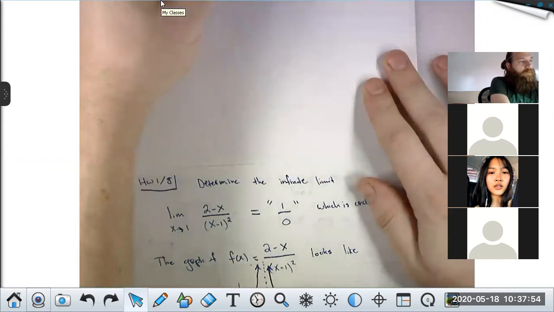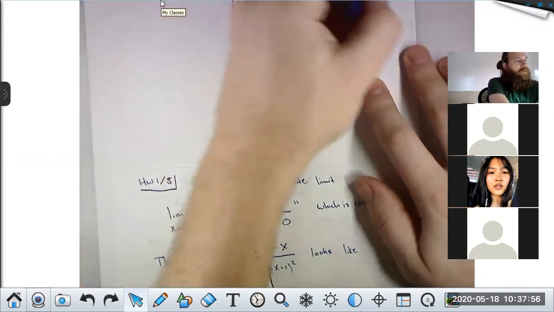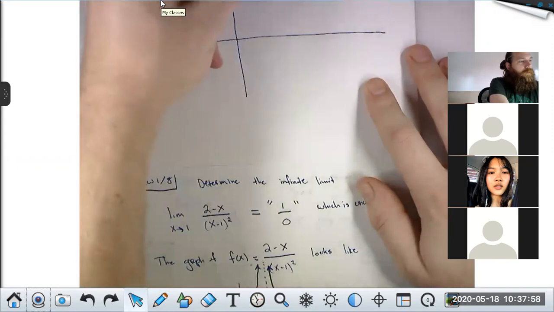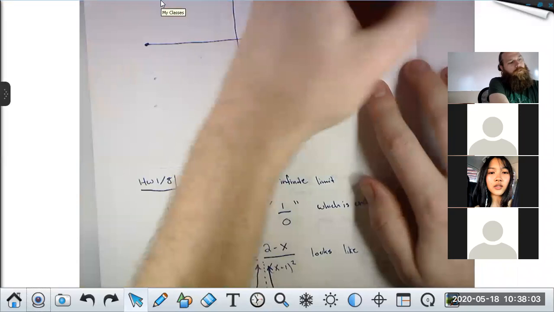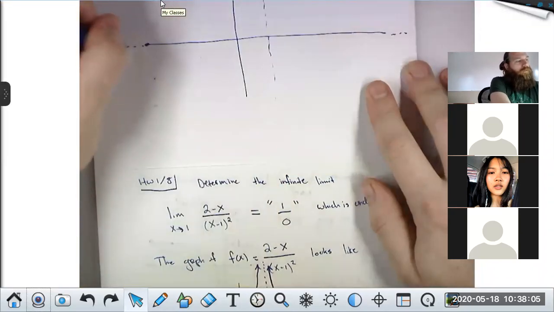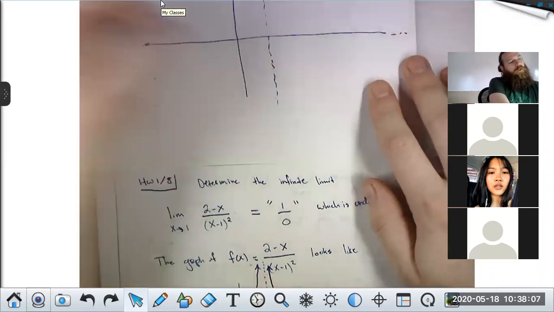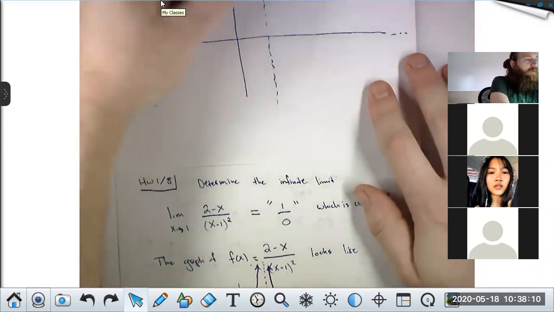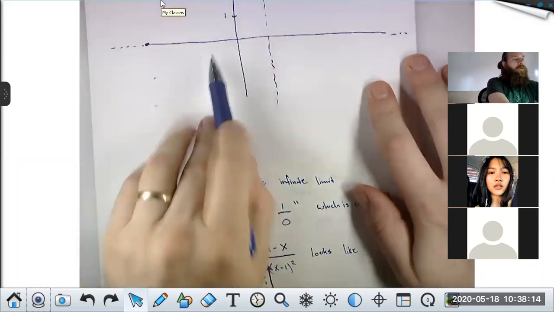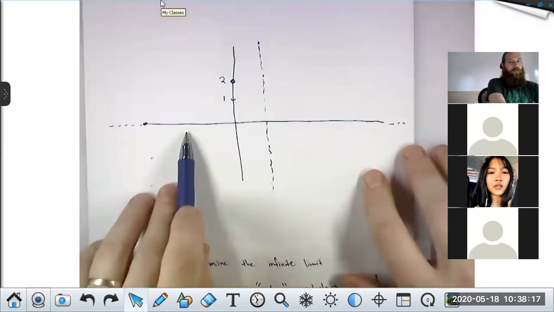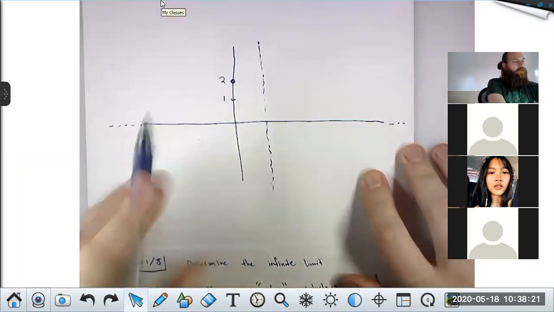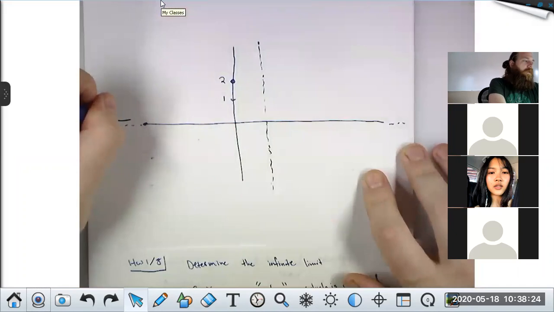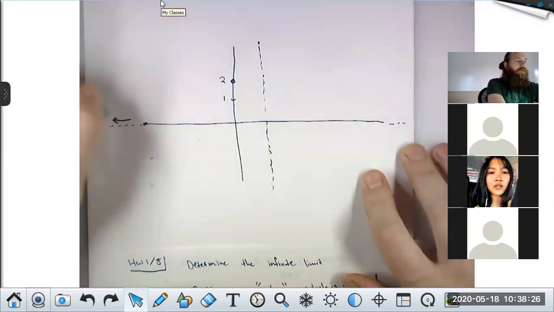I'll show you how I would, if I was trying to teach that process to somebody, how I would do it. So I draw in my asymptotes, like this. And then I say, okay, well, my y-intercept here at 2 is positive, and I don't have any x-intercepts over here. So because I know my y-intercept is positive, and I don't have any x-intercepts over here, that means I need to be sitting down on my asymptote on the left from above.